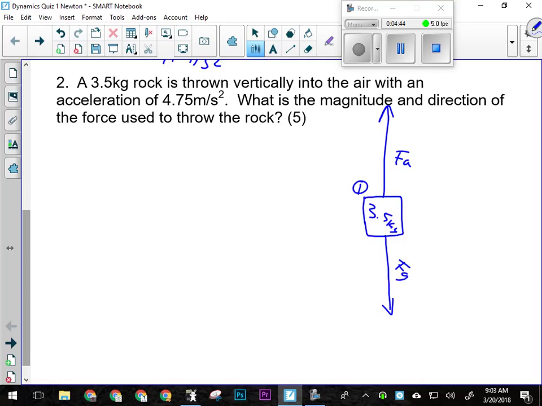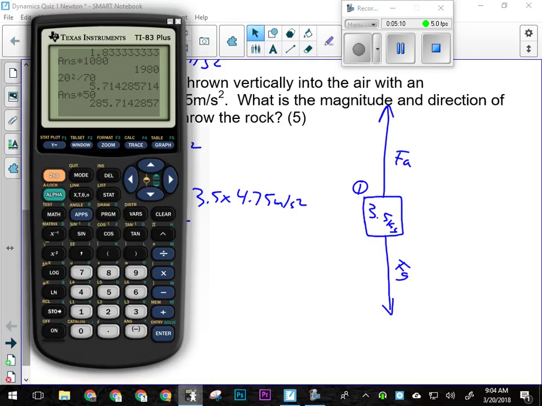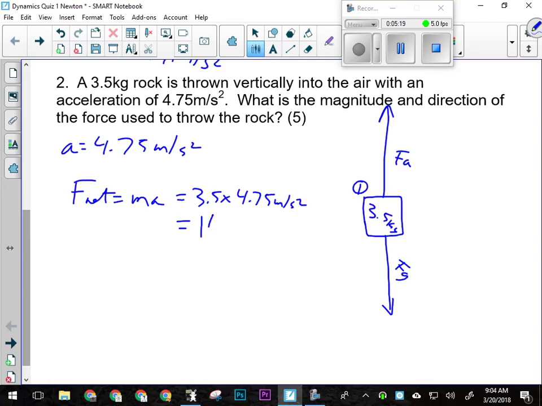My next step is that I need to find as many of these forces as possible. I know that the acceleration is 4.75 meters per second squared, so I can find F net right now. m times a. I have the mass, I have the acceleration. So that'll be my next step. I'll take 3.5 kilograms times 4.75 meters per second squared and get my net force. So my net force is 16.625 newtons up. Give him another mark for that.